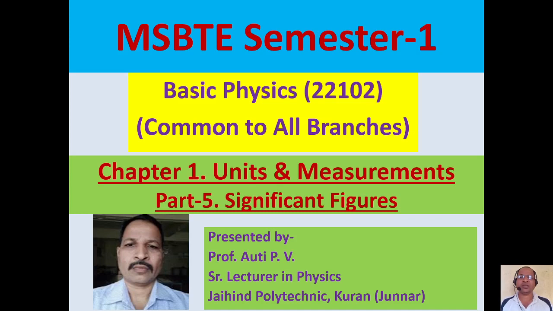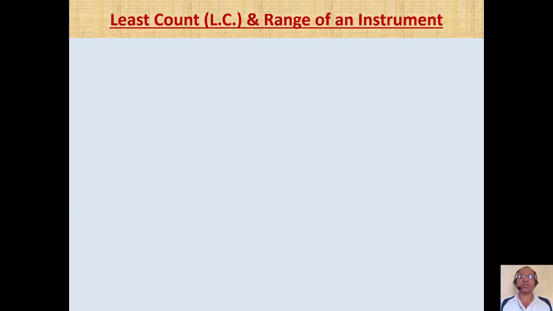Today, we are learning Significant Figures, Part 5 from Chapter 1, Units and Measurements. Before going to Significant Figures, let us understand least count and range of any instrument. We have seen that a quantity which can be measured is called a physical quantity. In physics, there are physical quantities which can be measured by a measuring instrument. Whenever we are using any measuring instrument, we should know its least count and range.